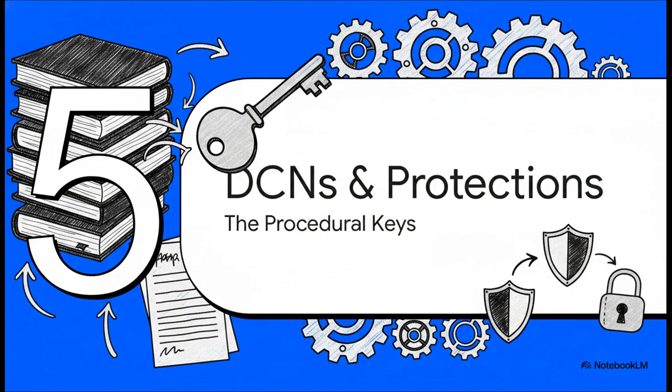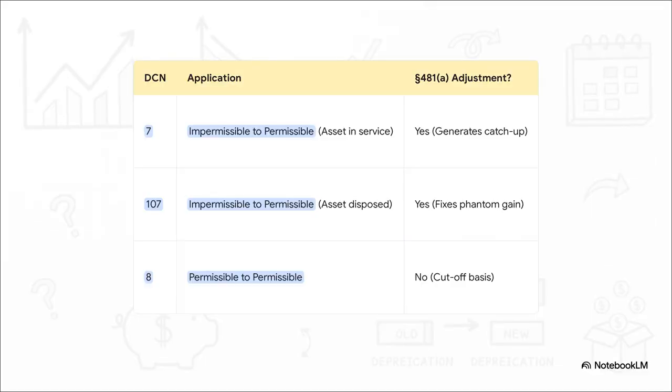Okay, now for some of the procedural details that are absolutely key to making sure this works. We need to talk about those designated change numbers, or DCNs, and the incredibly valuable audit protection you get by filing this form. This table breaks down the DCNs you'll see most often. DCN 7 is your workhorse. That's for correcting an error on an asset you still own, and it's the one that generates that big catch-up deduction. Now, DCN 107 is fascinating. You use that to fix the phantom gain on an asset you've already sold. And DCN 8 is for when you're changing from one correct method to another, which doesn't create a catch-up but just changes things going forward.